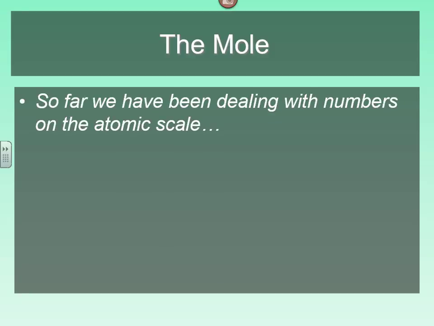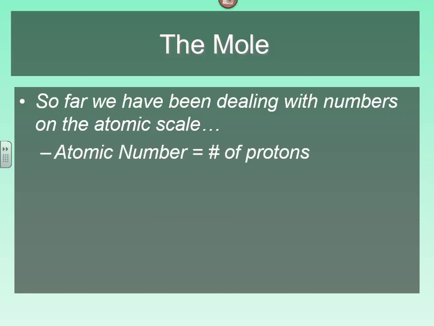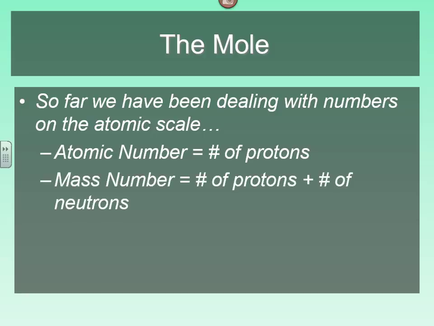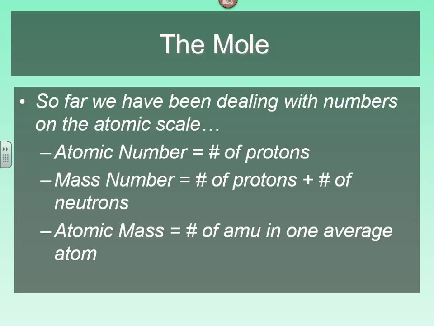So far, with this unit, we've been dealing with numbers that are on the atomic scale. Things like the atomic number, which is the number of protons. This is a good review for your quiz tomorrow, by the way. We've also talked about mass number, which is the number of protons plus the number of neutrons. And we've talked about atomic mass, which is the number of AMUs in one average atom of that element. All three of these things are going to be on your quiz tomorrow. Protons, neutrons, electrons stuff, and one average mass.